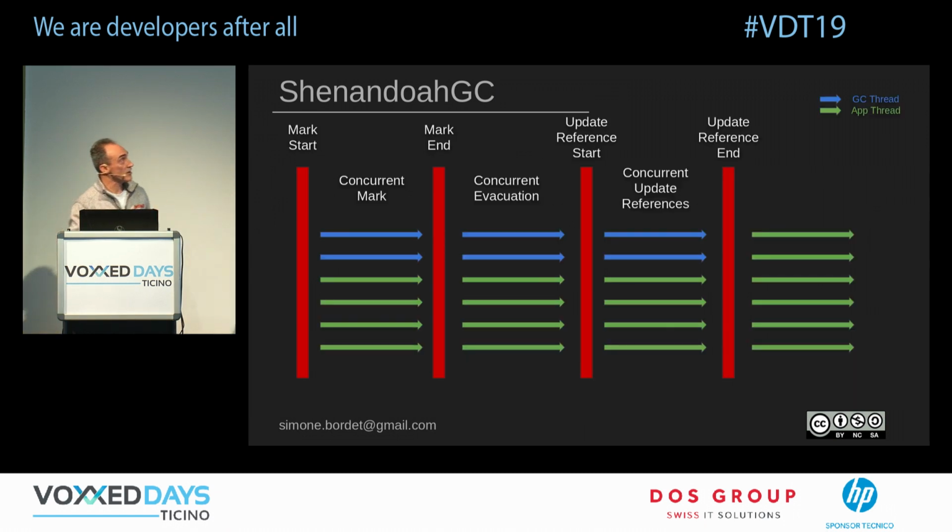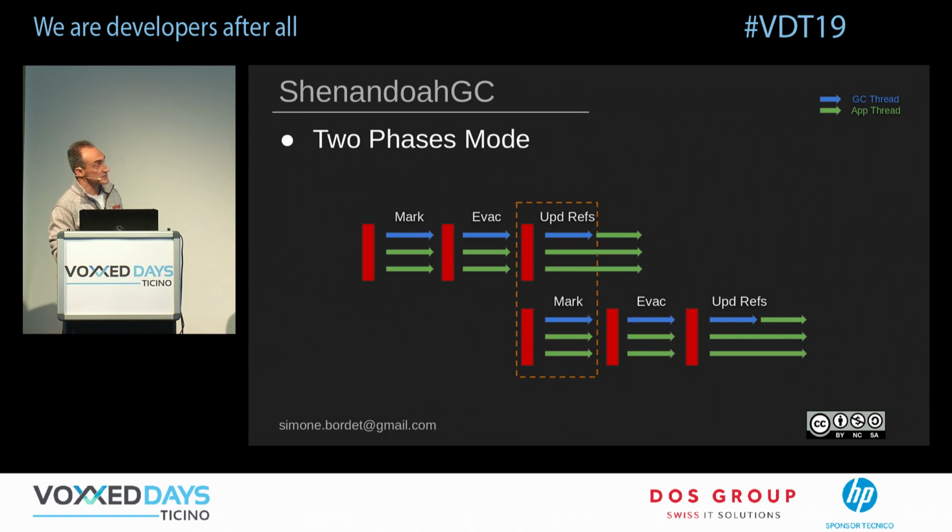These are the phases of Shenandoah, very similar to ZGC. Mark start, a very short stop-the-world, concurrent marking, mark end, concurrent evacuation, which is called relocation in ZGC. Update reference, which is remapping in ZGC, exactly the same concepts that were present there. As in ZGC, you can run the update reference phase at the same time as the next marking cycle.